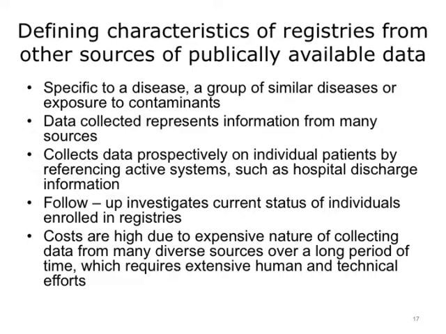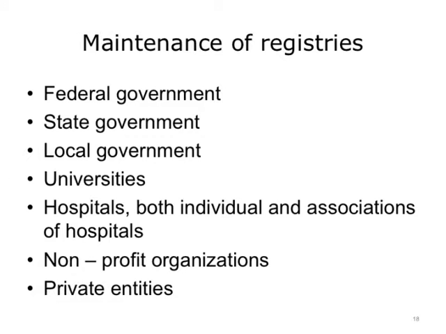Collecting data from divergent data sources over a long period of time requires a lot of manual effort as well as technical effort. The staff and technical expertise necessary to maintain these registries are expensive to maintain. Who is maintaining these registries? Well, as you saw in the previous list of epidemiological databases and registries that are publicly available, many different types of organizations are maintaining these: federal, state, and local government agencies, as well as universities, hospitals, nonprofits, and private entities, or some of the institutions collecting or reporting on health information.